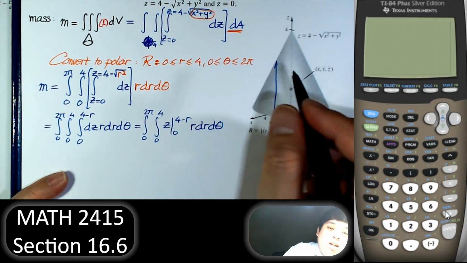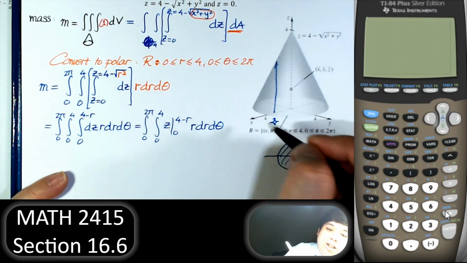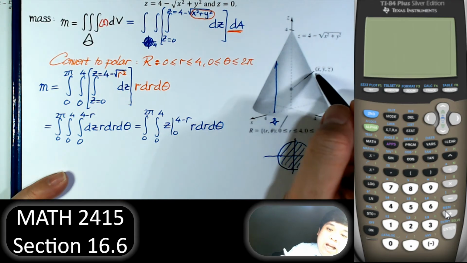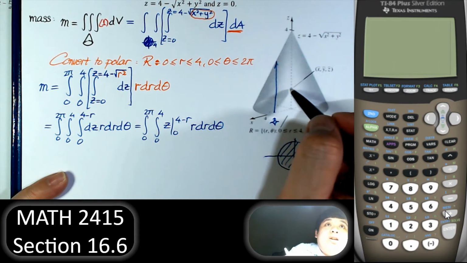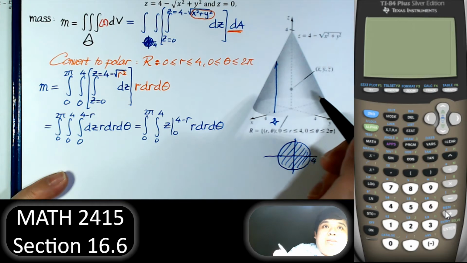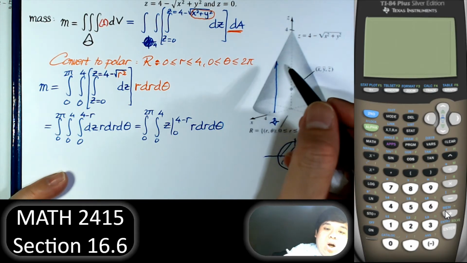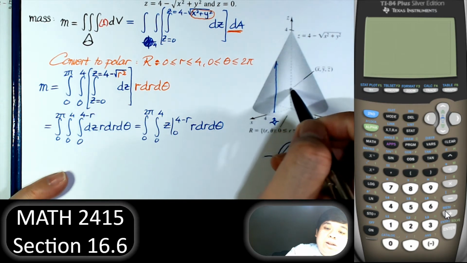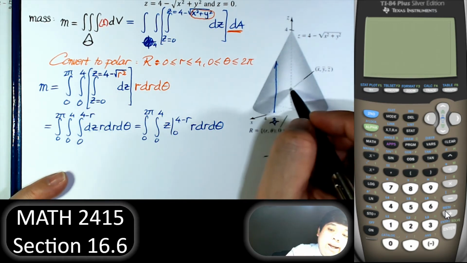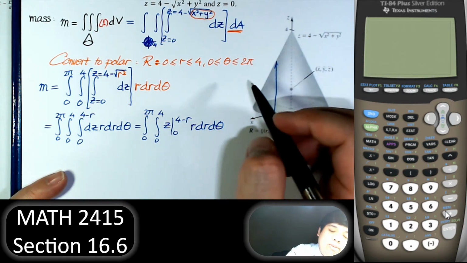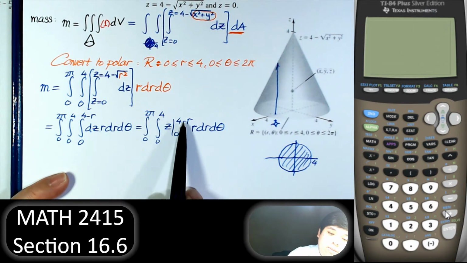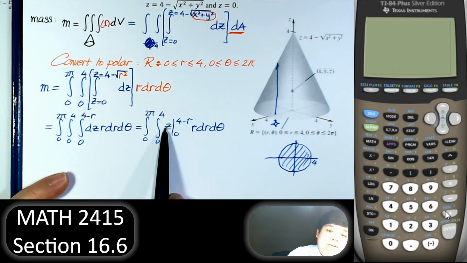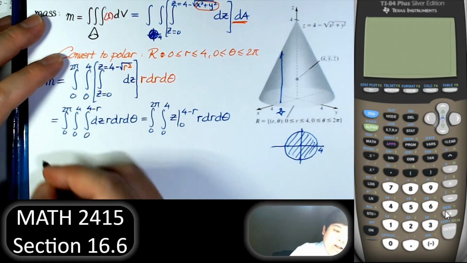Yeah, the reason is because this is the centroid and it is perfectly symmetric, so x bar and y bar should be 0, right? Because it's symmetric in the cone and density is constant, so it should be somewhere in there. Anyway, put 4 minus r, we have something, put 0 and we have nothing.